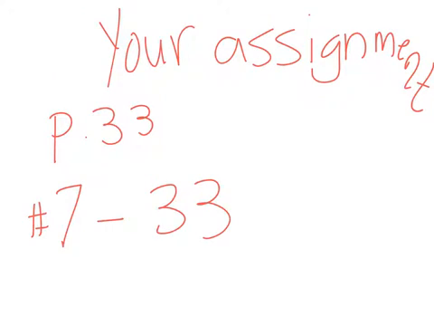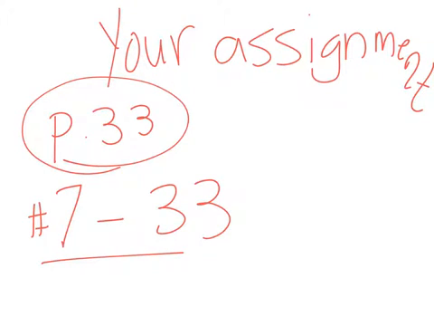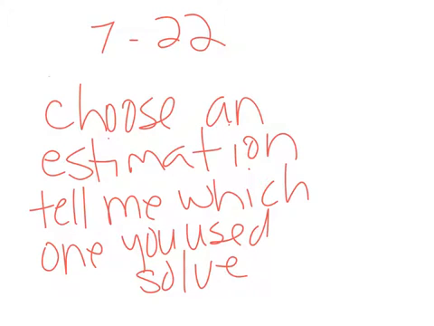Okay, your assignment is going to be page 33, numbers 7 through 33. Make sure you put the page number on your paper and label each problem correctly. Please write neatly. I'll go through real quick a couple of samples just to make sure that you know from page 33. Okay, for numbers 7 through 22, you need to choose an estimation method. I gave you 3 examples, so if you forgot, you can go back. You can round to the nearest 10, you can overestimate, or you can underestimate.